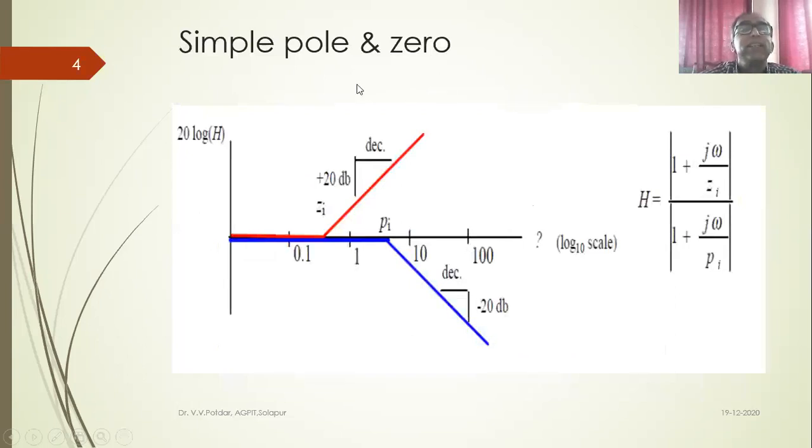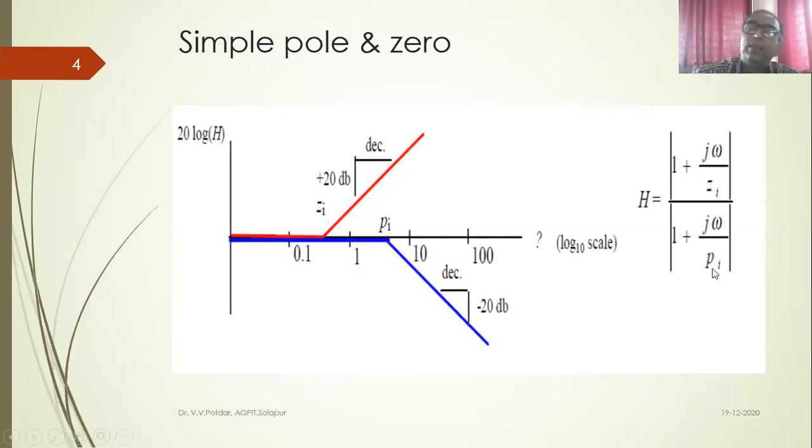Next factor is simple pole and simple zero. So what is the simple pole? If I got a factor of s plus 1 in the denominator, I call it a simple pole. If I got a factor of s plus 2 in the numerator, it is a simple zero. A factor in the numerator provides me zero, factor in the denominator provides me pole. So this is what is meant. This is not j omega by z1. It is just j omega corresponds to zero value, right? And this j omega corresponds to pole value. This is what is meant by this pi and zi. Z corresponds to zero, p corresponds to pole.